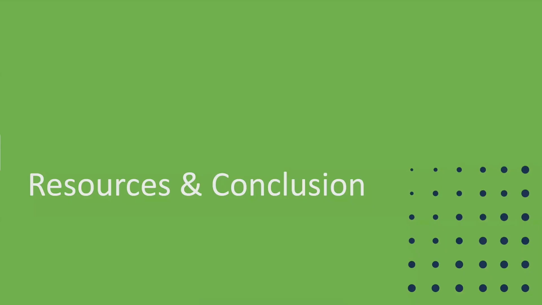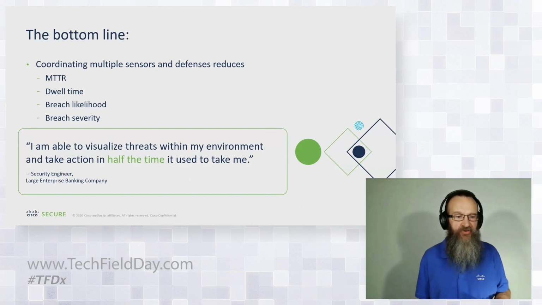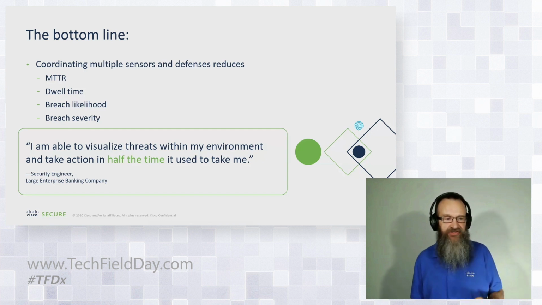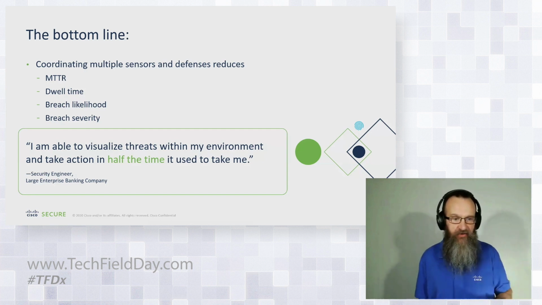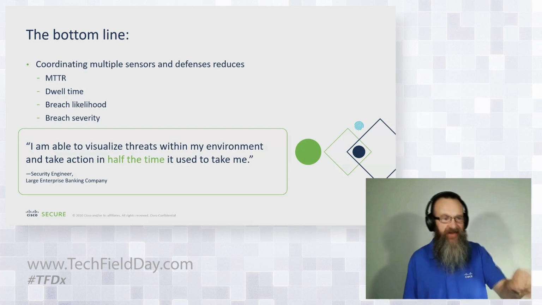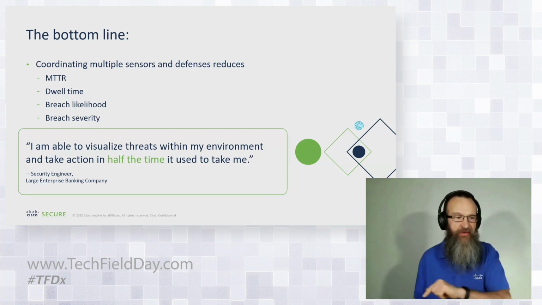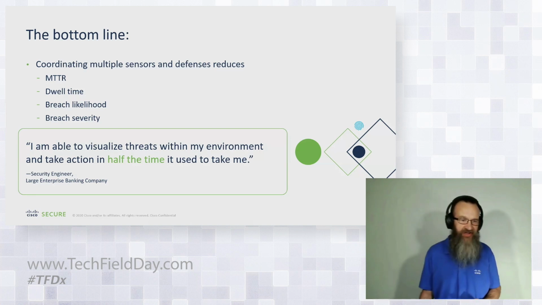I'm going to leave you with some resources for additional learning and a little bit of a tie-up, because the bottom line is that coordinating multiple sensors and multiple defensive capabilities reduces your mean time to respond. It reduces your adversary dwell time, and it reduces the amount of time your enemies have to play around in your playground. It reduces the likelihood of a breach, and if there is a breach, it reduces the severity of that breach because you're able to get on it sooner before they have the chance to do the amount of damage they came here to do. We get quotes from customers all the time like this one.